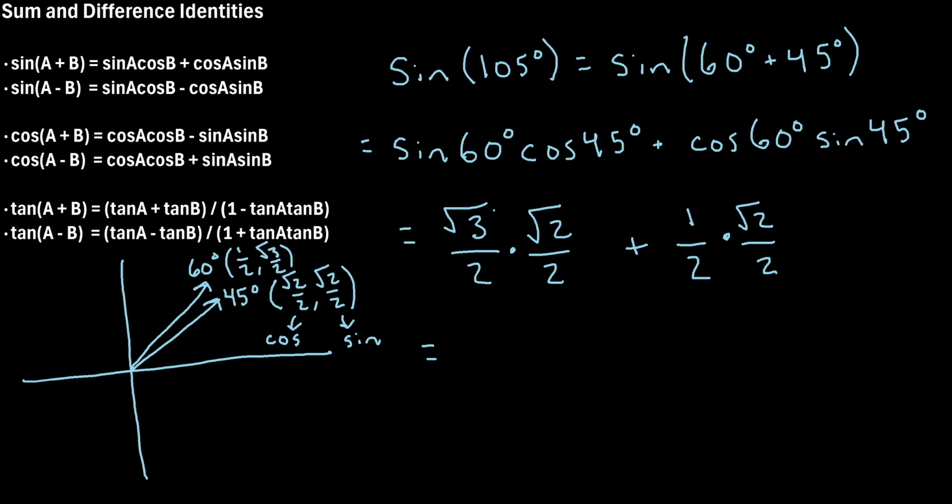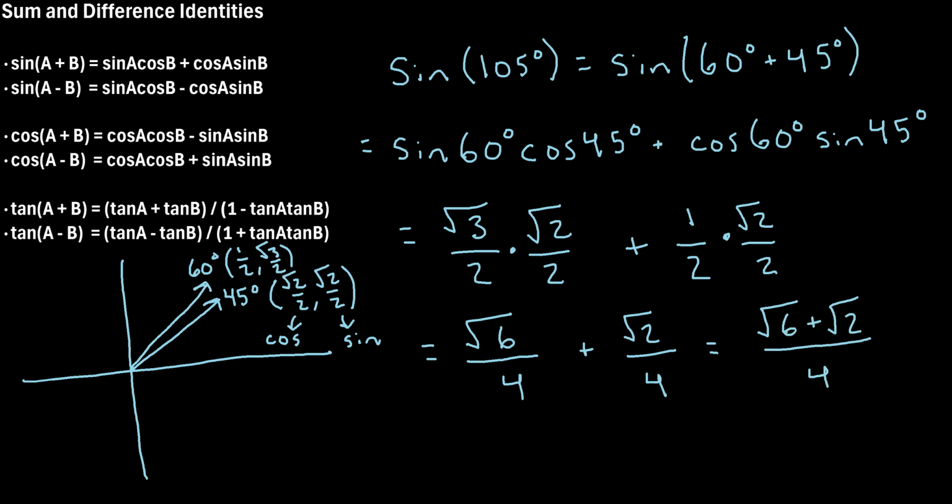So let's go ahead and multiply these values. The square root of 3 times the square root of 2 is the square root of 6. In the denominator, we have 2 times 2, that's 4. Plus, over here we have 1 times the square root of 2, that's just the square root of 2. And in the denominator, we have 2 times 2, that's 4. So notice that these two fractions have the same denominator, so we can just add the values in the numerator straight across. So our final answer will be square root of 6 plus square root of 2 over 4. So the sine of 105 degrees is the square root of 6 plus the square root of 2 over 4. All right, let's try one more example.